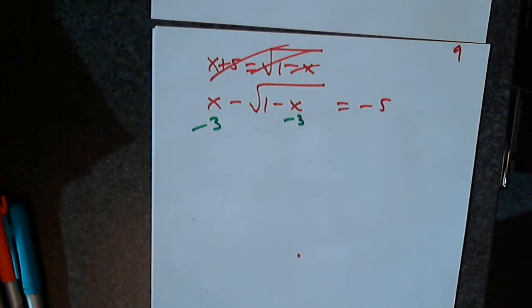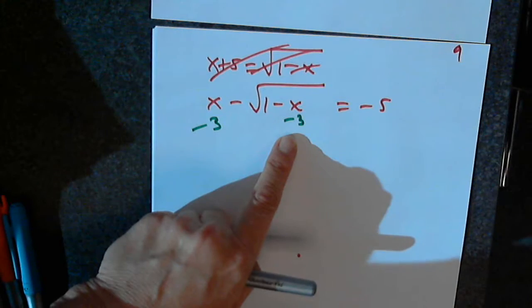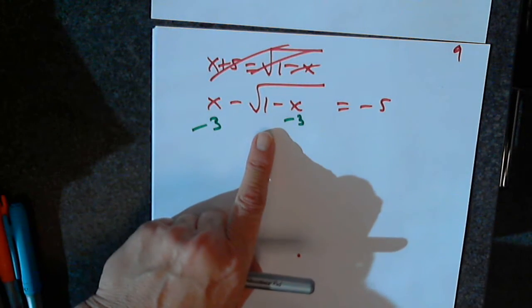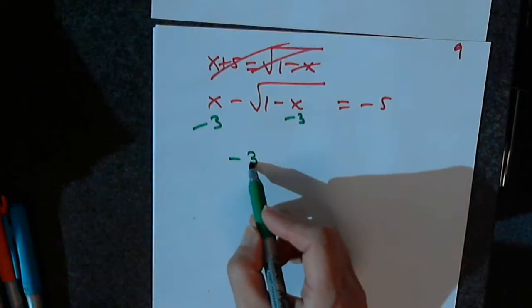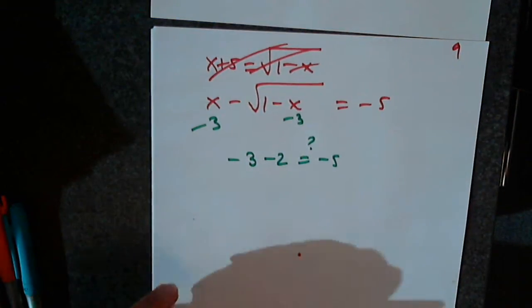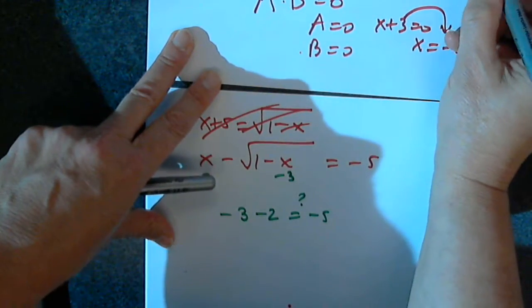Inside the radical, 1 minus negative 3 is 4. The square root of 4 is 2. So is negative 3 minus 2 equal to negative 5? I will have to say yes.